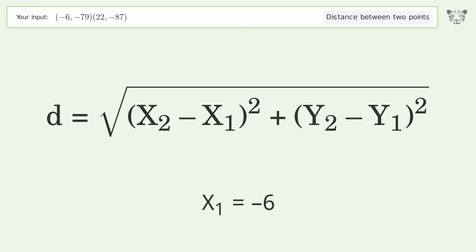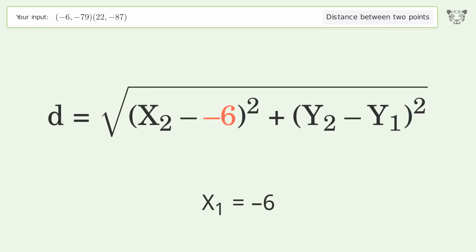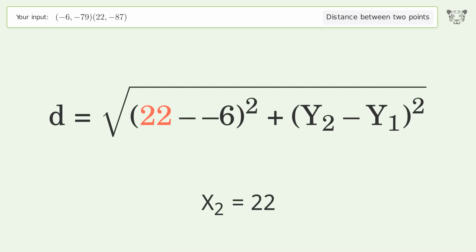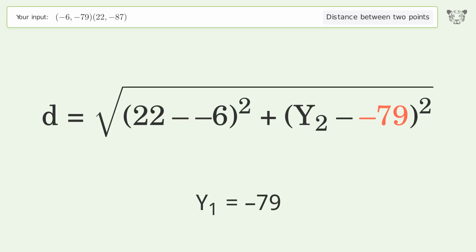x1 equals -6. x2 equals 22. y1 equals -79. y2 equals -87.